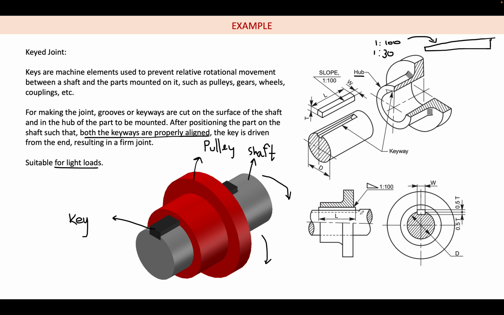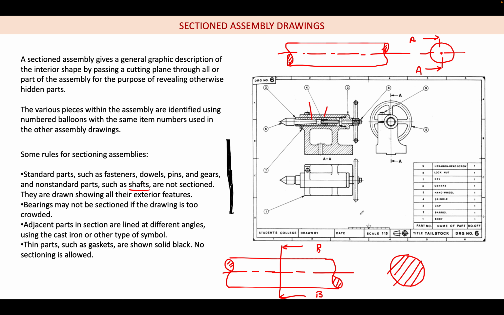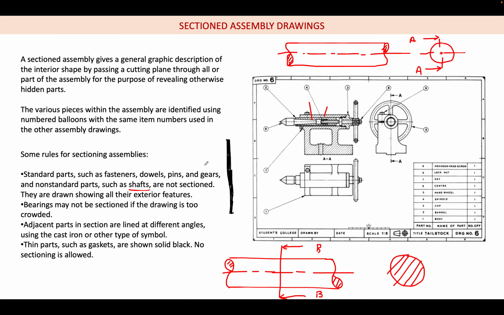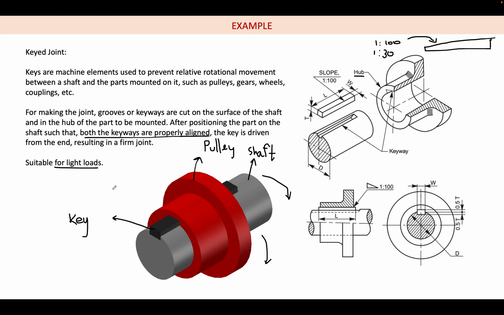The shaft is not sectioned because, as I indicated earlier, the cutting plane is parallel to the axis, passing through the axis and parallel to the shaft. So here we are not sectioning the shaft. And the key, like pins, gears, and fasteners, is also not sectioned. The shaft and the key are not sectioned, only the pulley is sectioned. But if you do a sectional side view, for example cutting like this, then you can see that I am sectioning the shaft also.